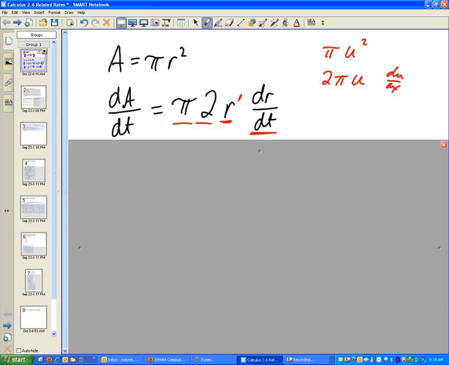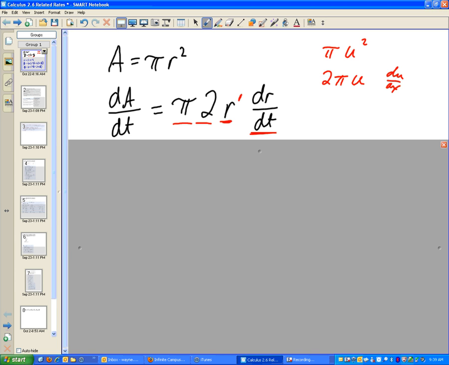Look what we've done. We now have related rates. We have dr dt. That's a rate of change. And we have dA dt. That's a rate of change in the same equation. So dr dt, the rate of change of the radius, and dA dt, the rate of change of the area, are related by this equation.